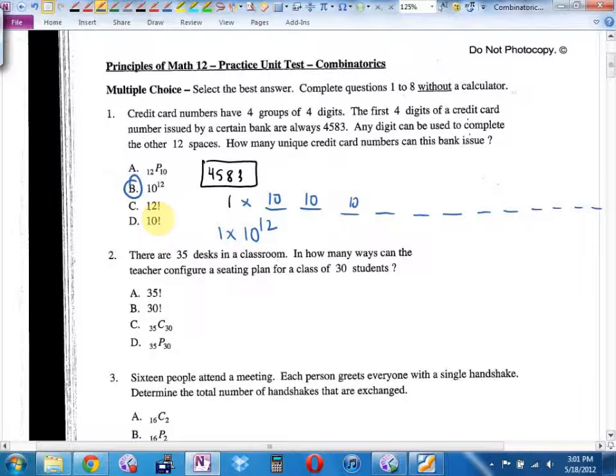So your first question is going to be a fundamental counting principle kind of a question. It wasn't a permutation, it wasn't factorial, it was number of choices. You okay? Yeah? Because you were going like this. Oh, I know. Okay, we're good?